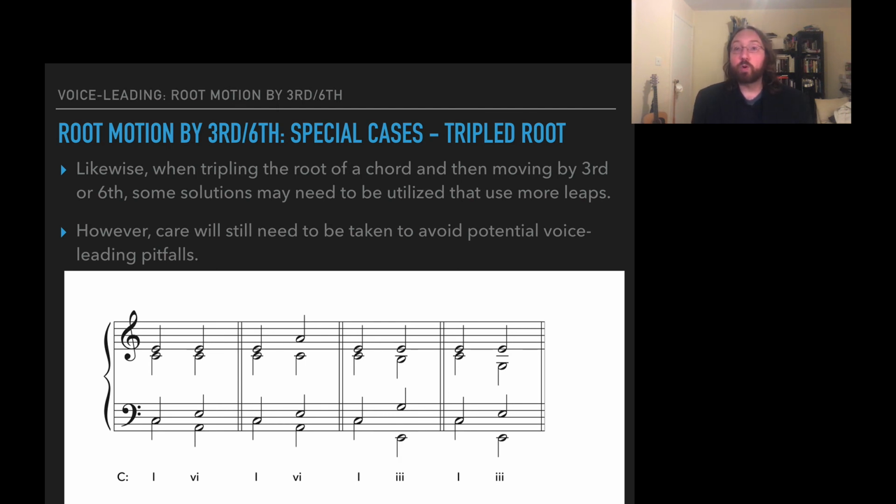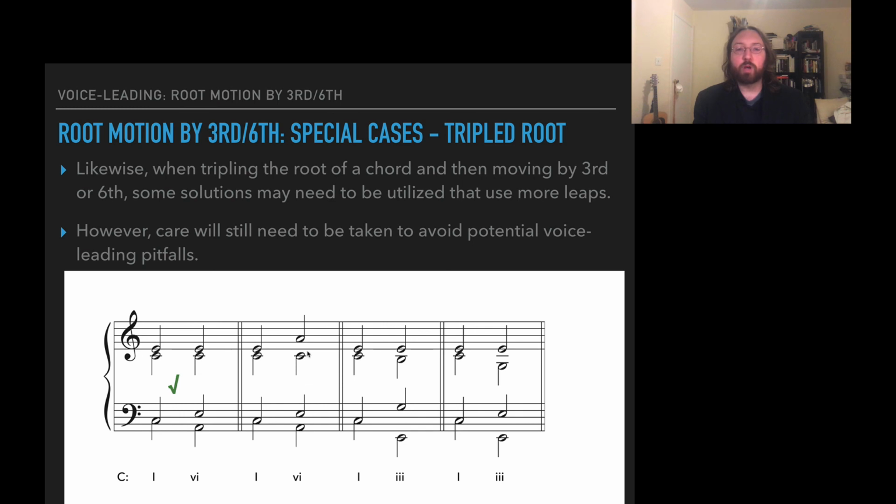When tripling the root of a chord and then moving by third or sixth, some solutions may need to be utilized that use more leaps as well. However, care still needs to be taken to avoid voice-leading pitfalls. Here's our first example. We have a tripled root in our one chord, and a doubled fifth in our second chord, and that actually works out just fine. There are no parallel issues. We do have a leap here in the tenor voice, but there's no problem there.